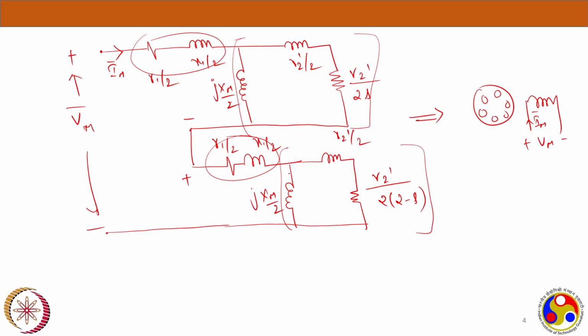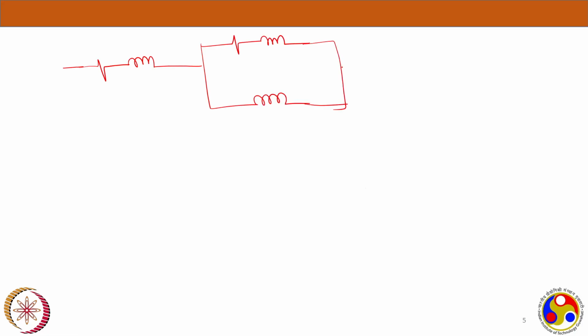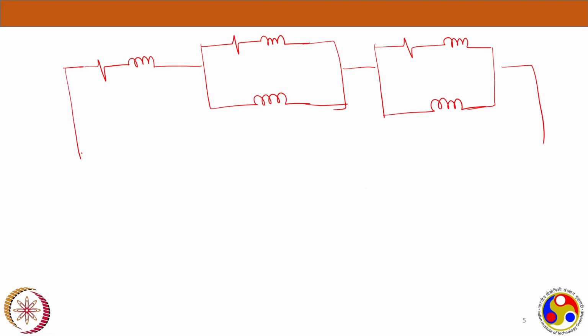So we will just write in that fashion. R1 by 2 and R1 by 2 will give the equivalent R1, X1 by 2 and X1 by 2 give X1, and there is a parallel branch. This is rotor side parameters in the forward circuit, and then we will have another branch, rotor side parameters for the backward circuit. Forward field, backward field, there are two fields, right? For this, we are having the supply here. This is Vm.